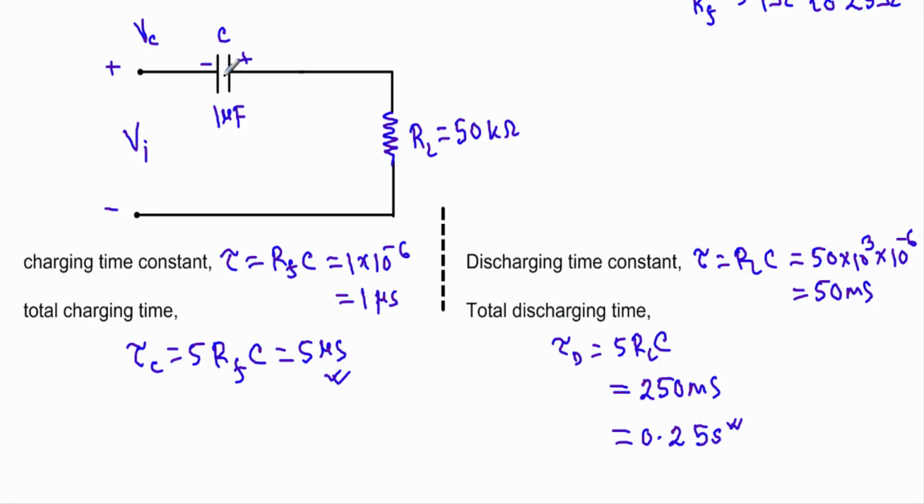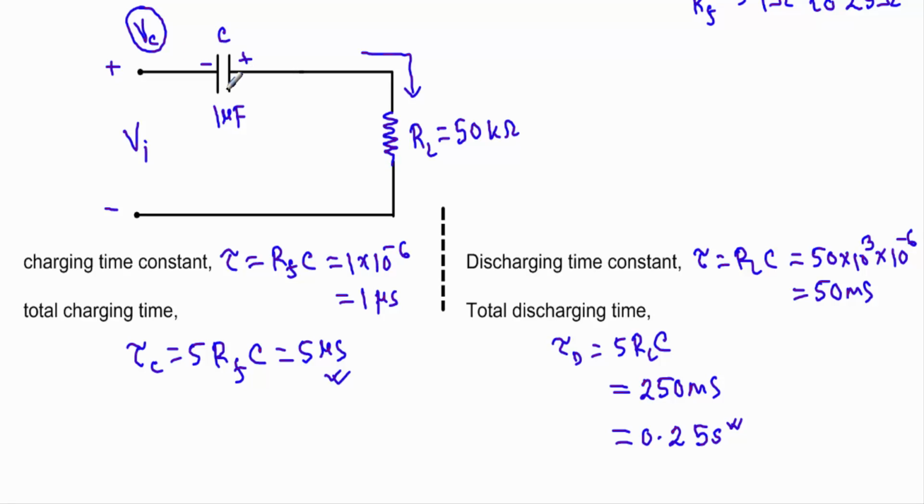That means it will take 0.25 seconds for the capacitor to fully discharge through this load resistor RL. That means during the positive half cycle of the alternating voltage, the capacitor will hold up a voltage of VC across it.